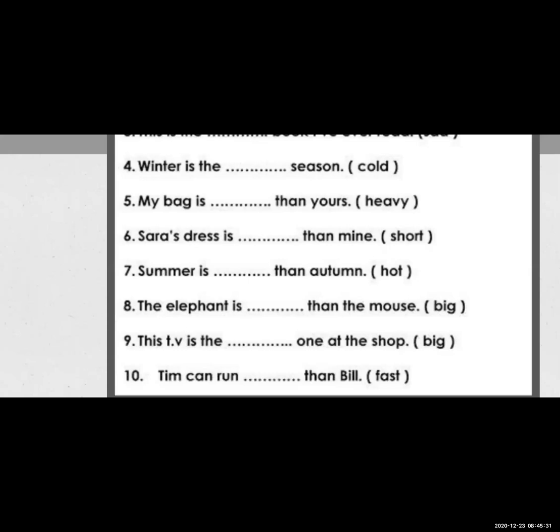Last one, Tim can run dash than Bill. Now here Tim and Bill are two different persons, two different children, and we are comparing who is faster. And "than" is there, so fast will become faster. Tim can run faster than Bill.